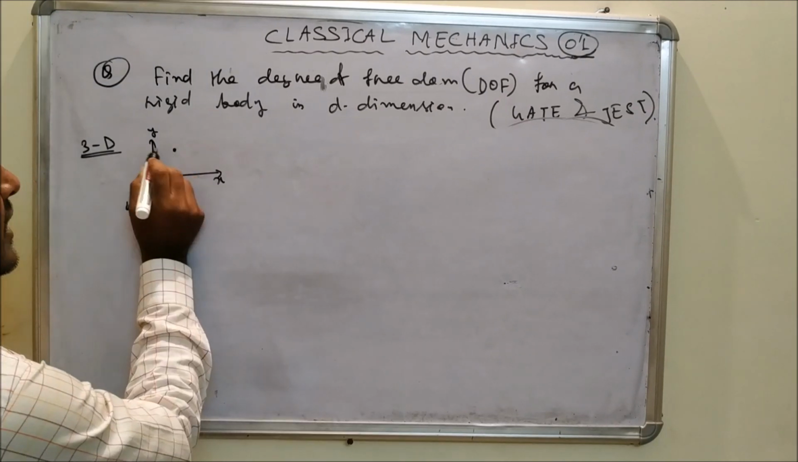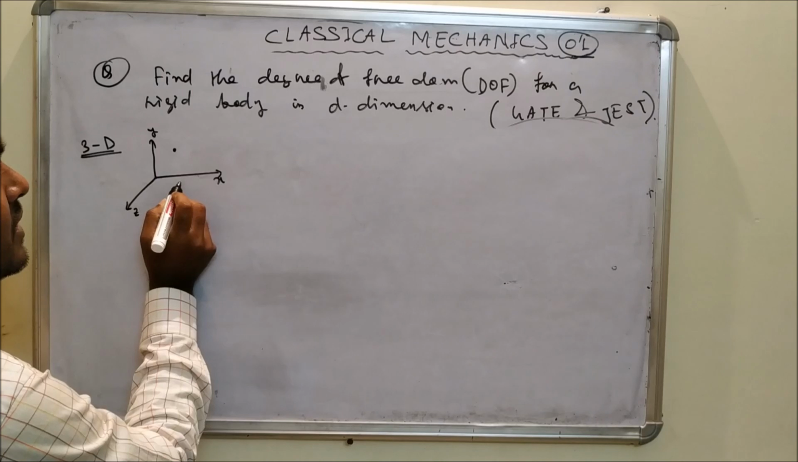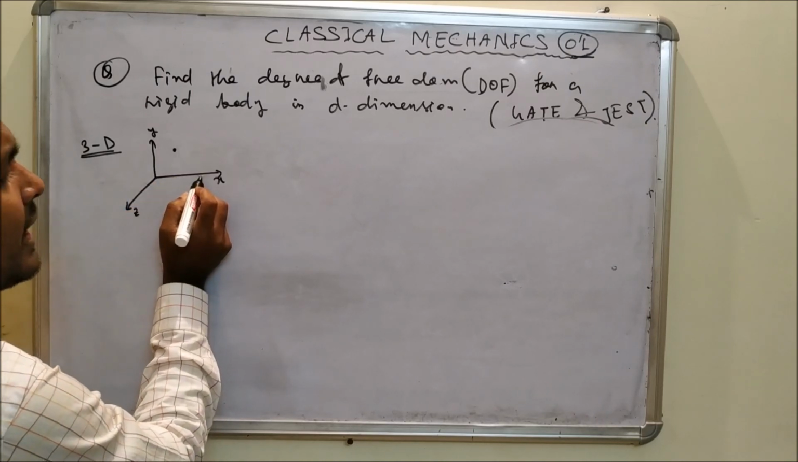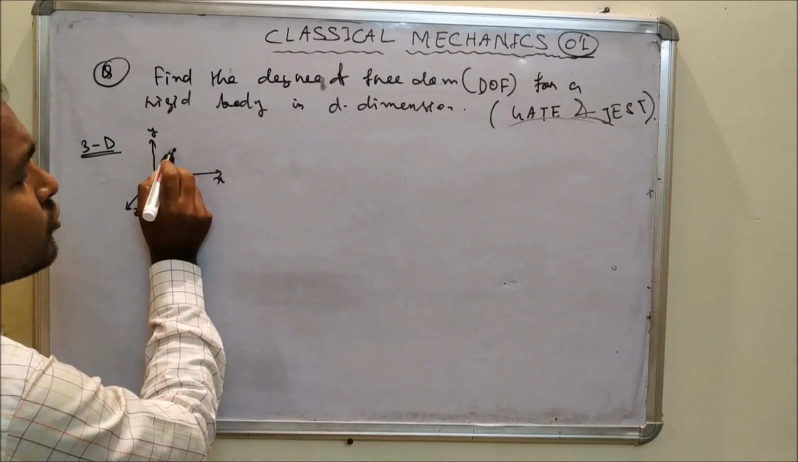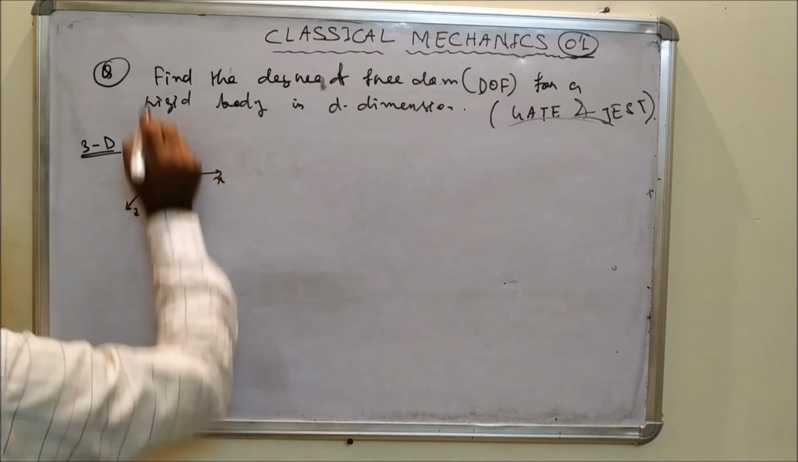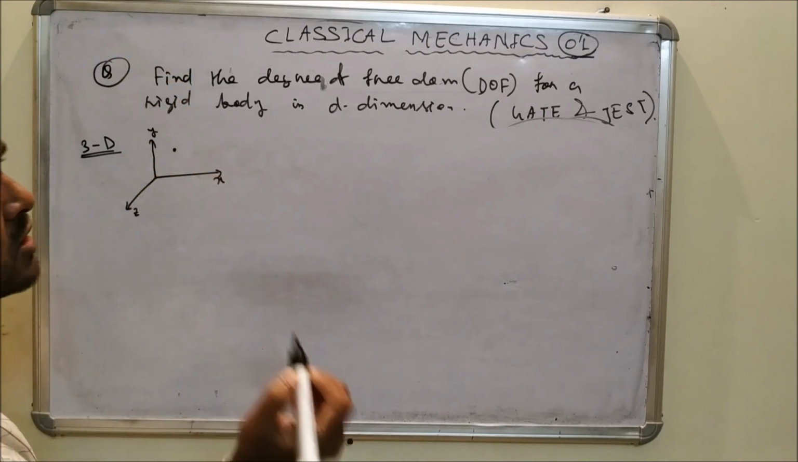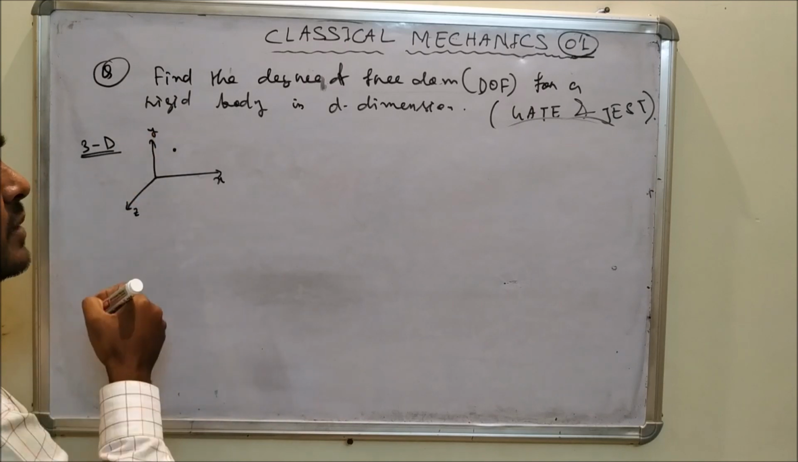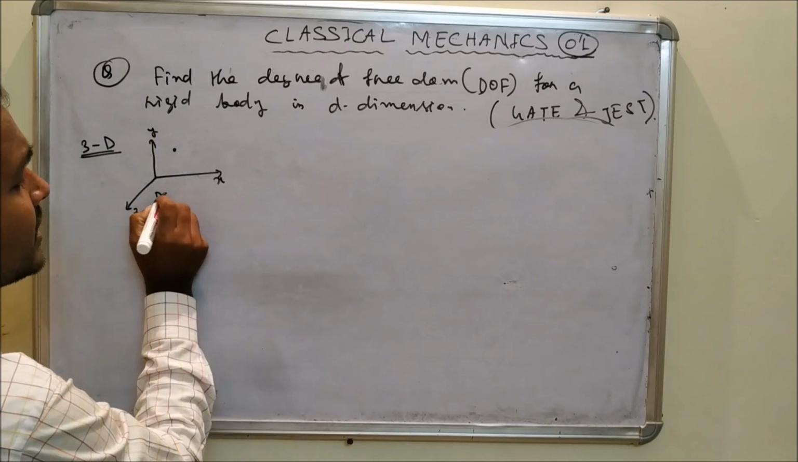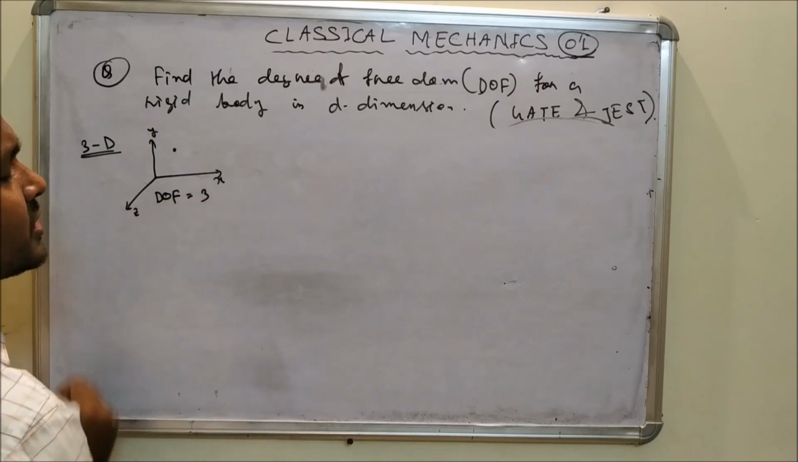In the three-dimensional coordinate system, this particle can move freely along the x-axis, freely along the y-axis, and freely along the z-axis, right? So what should be the degree of freedom? Your degree of freedom here will be 3, right?